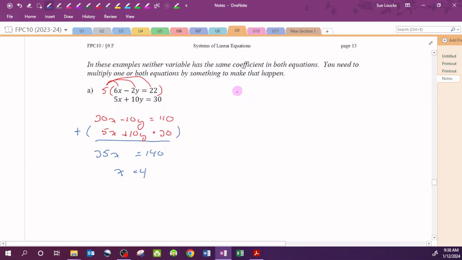And then I go to my other, now I need to find my other values. So I'm going to pick an equation. The rest of it, again, is the same. So I have 6x minus 2y equals 22. Substitute in my value that I have for x.